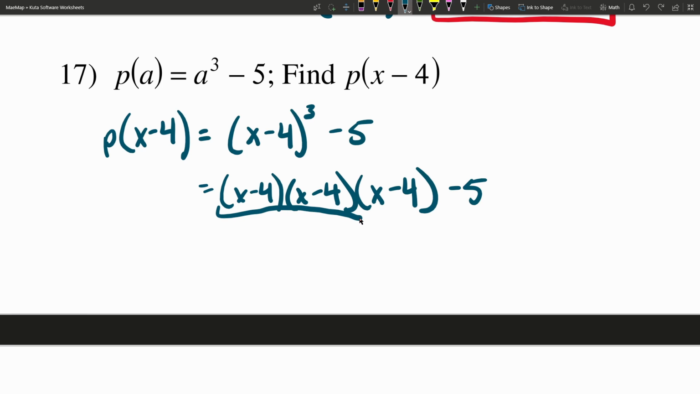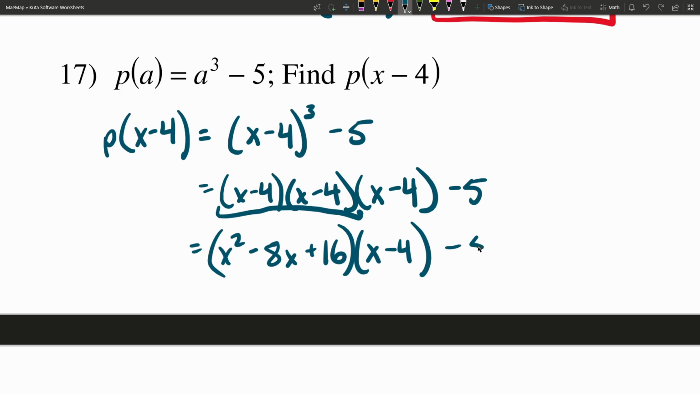So focusing on these first two binomials first, x times x is x squared, minus x times 4 is minus 4x, minus 4 times x is another minus 4x, and then negative 4 times negative 4 is a positive 16. So that's expanding out my first two binomials, which I'll simplify down because negative 4x minus 4x is a negative 8x. So I have x squared minus 8x plus 16, and I'm going to multiply that by x minus 4, and then finally subtract 5 from that quantity.